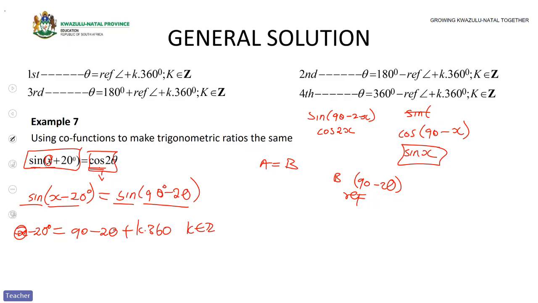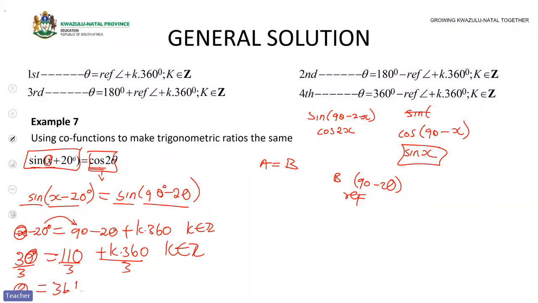Then if you transpose this 2 theta, 2 theta plus theta gives us 3 theta. Then we transpose negative 20 to this side, and we are going to have 90 plus 20, which is 110, plus k times 360, where k is an element of all integers. Then we are going to divide by 3 because we are looking for theta. Then 110 divided by 3 will give us 36.67.